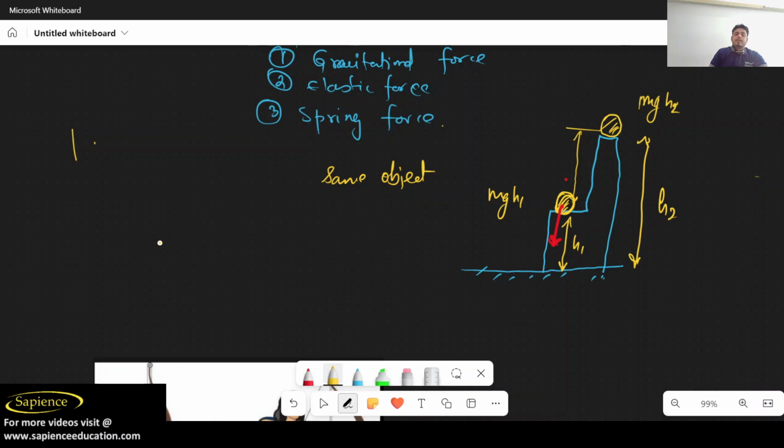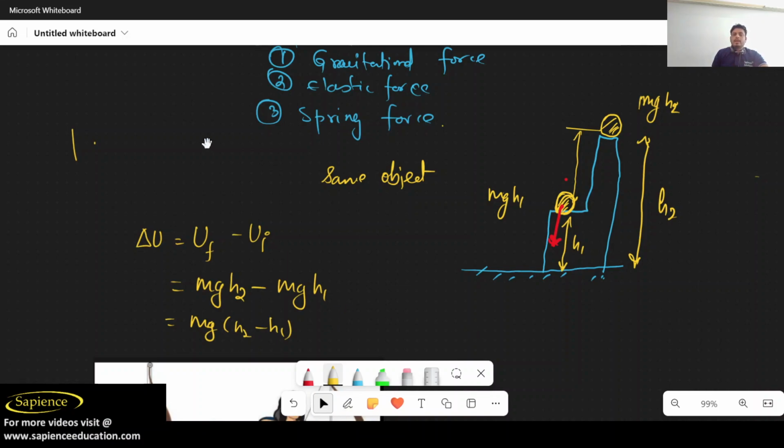Now let us consider the change in potential energy, that is delta U, and this can be written as U final minus U initial. U final means mg h2, minus U initial means mg h1. Now if I take mg common, it is mg times (h2 minus h1).